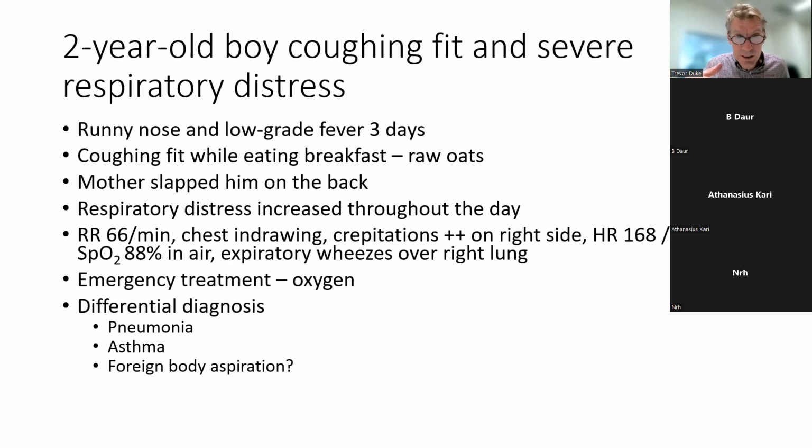And when he presented, he had a respiratory rate of 66. He had chest indrawing, crepitations on the right side, a heart rate that was high, an oxygen saturation that was low, and wheezing over the right side of the lung. So when you hear this story, what would you think might be happening?